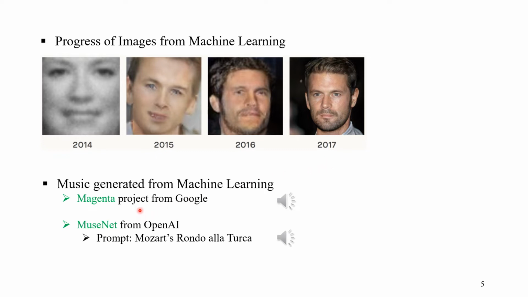Down here, these days, machine learning algorithms also generate music. For example, from the Magenta project at Google, they generate a lot of music. So as a break, let's listen to one of them, and I hope you enjoy it.